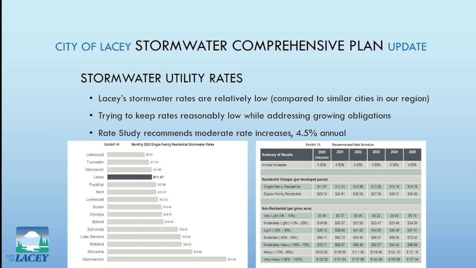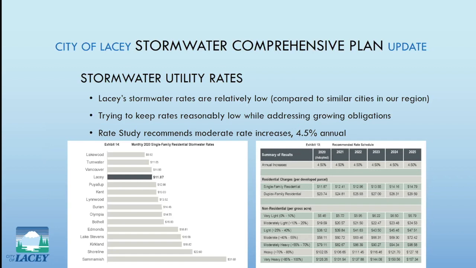For a single family residential right now in 2020, the monthly rate is $11.87. If we went with the 4.5% increase as recommended by the rate study, then our rate in 2021 for a single family residence would be $12.41 per month, which would be an increase of 54 cents a month for next year. And then the other rates for the commercials, down on those bottom 7 rows, those are a little more complicated, but everything shown is the 4.5% increase for each year.